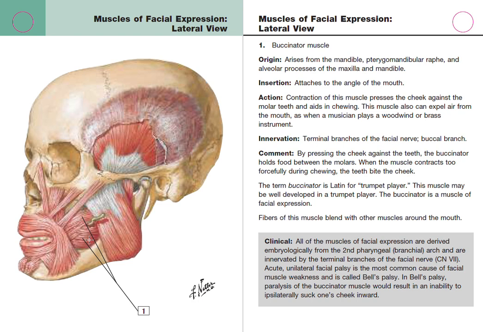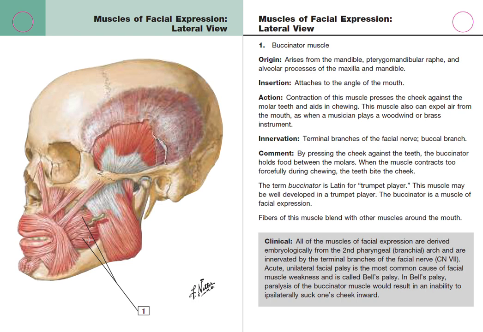The action of the buccinator is that it contracts, pressing the cheek against the molar teeth, and it aids in chewing. The buccinator muscle can also expel air from the mouth, as when a musician plays a woodwind or a brass instrument. The buccinator muscle is innervated by terminal branches of the facial nerve, specifically the buccal branch.